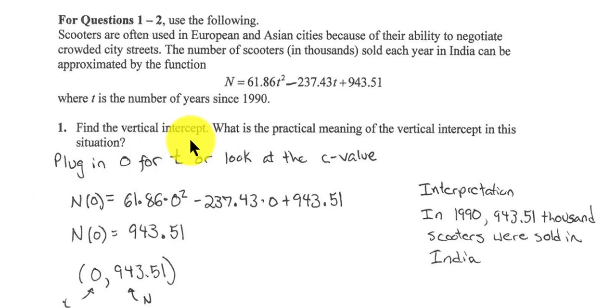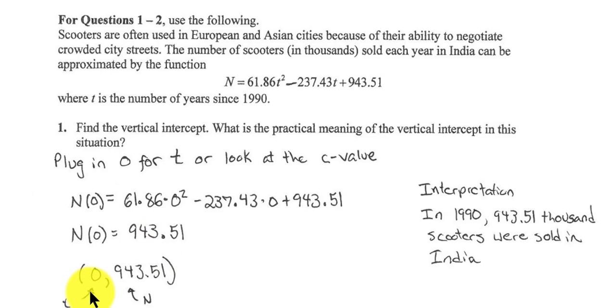So for the vertical intercept, we know the vertical intercept is c, in ax squared plus bx plus c. Here we use t instead of x. The c is your vertical intercept. So I know 0, 943.51. But remember, this is in thousands, so it's 943,000 scooters. So the vertical intercept, if I plug in 0 for t, I end up with 943.